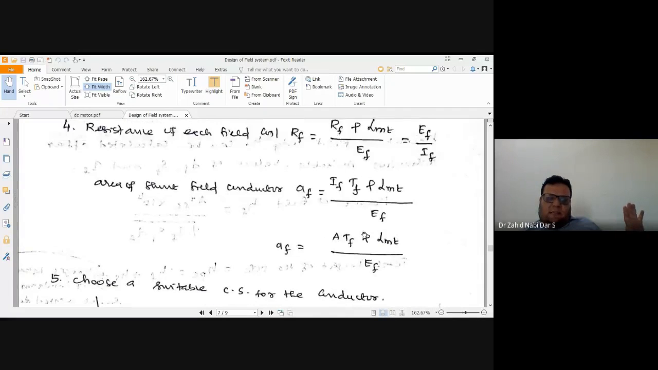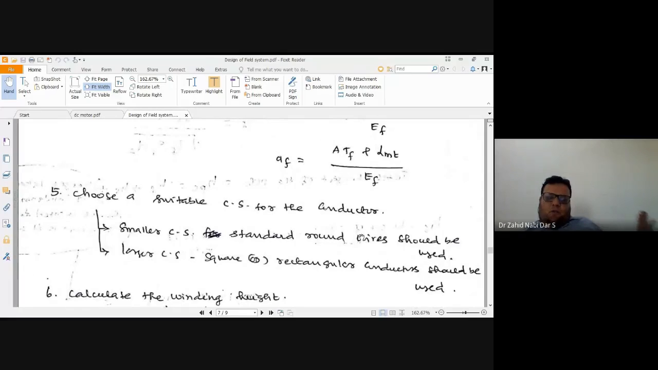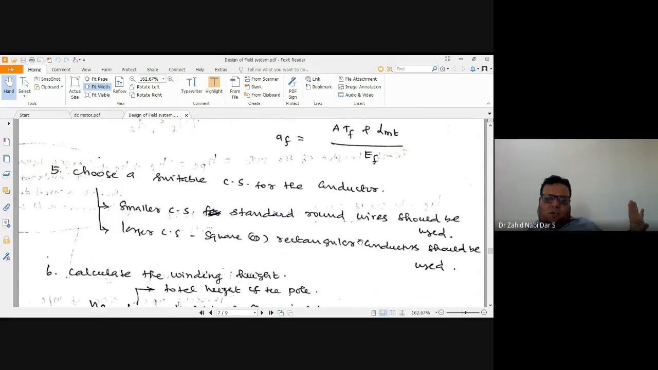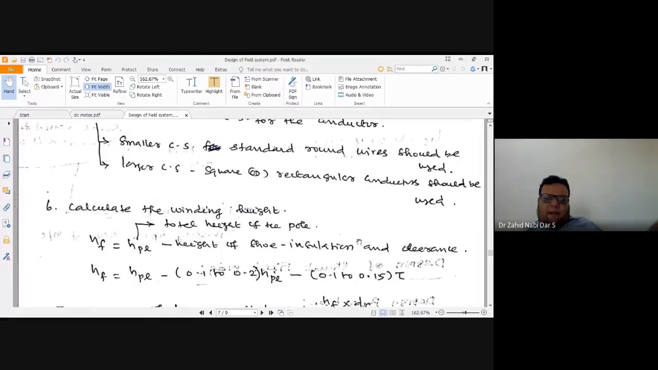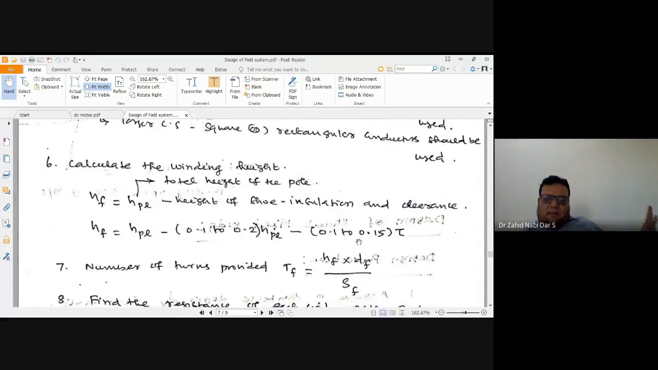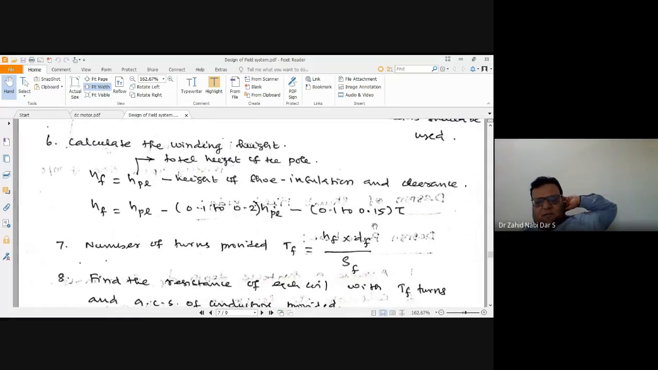Now these are the 4 essential steps. After that, if you know this, then it becomes very easy. The 5th step is, if you have a smaller cross section, standard round wire should be used. For large, I have told you again, rectangular, then you have to calculate the winding height. The total height of the pole, again I have told you, is the height of the pole minus the shoe, insulation and clearance that you have to take. Then the number of turns, TF, is equal to what? This factor also you have to consider, HF into DF by SF.